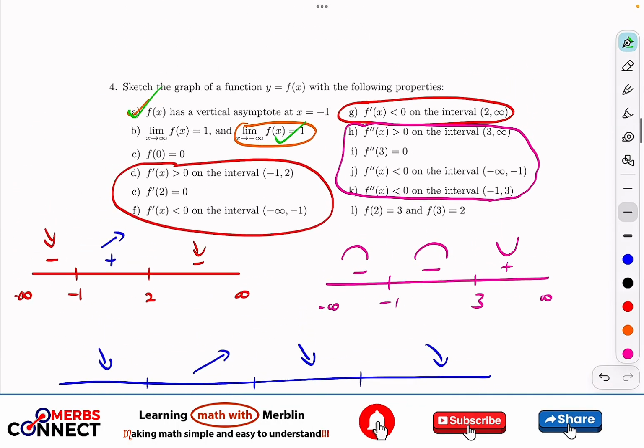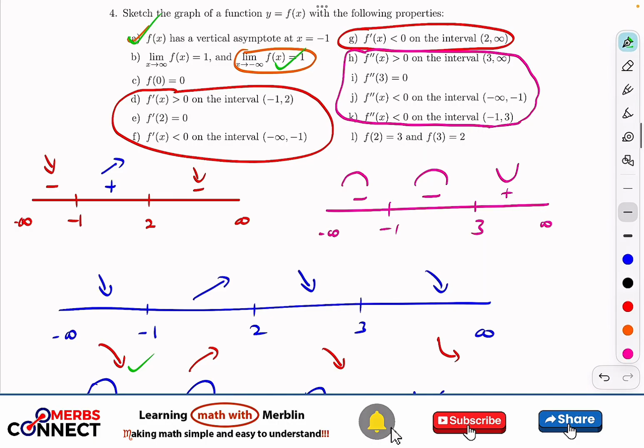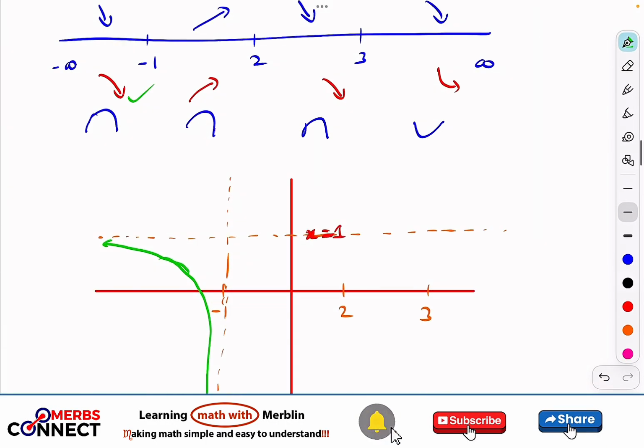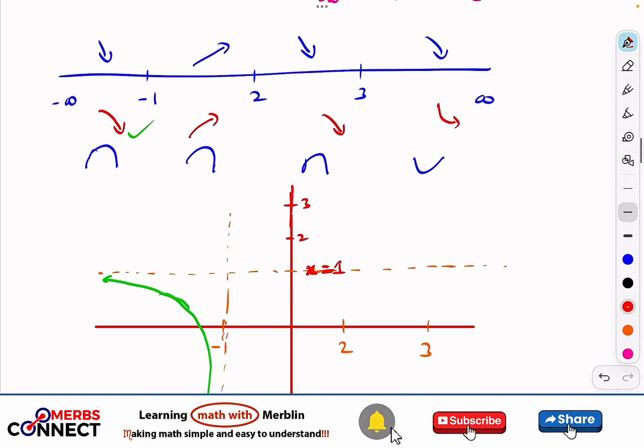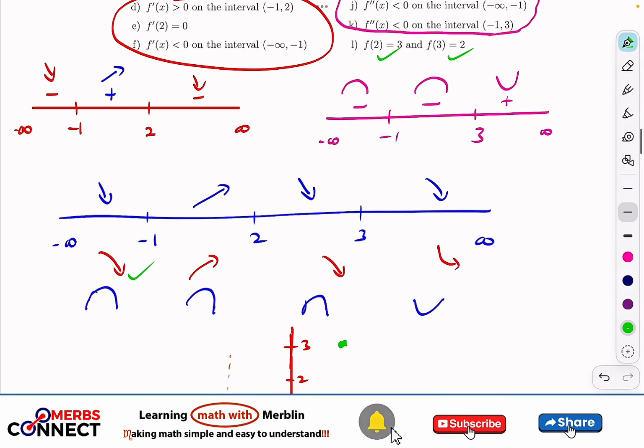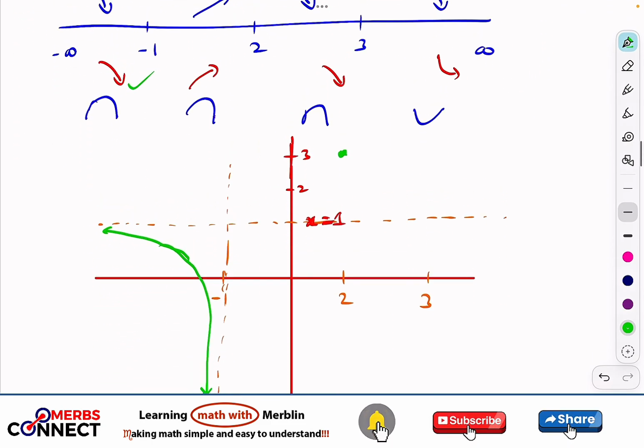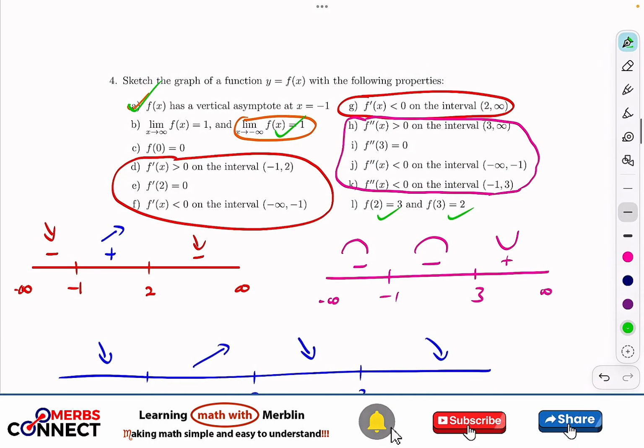Let me take this one. Now let's plot this and this. F of 2 is 3. So I have 2 here and I have 3 here. F of 2 is 3, so I'm going to have my 3 here. And then f of 3 is 2, and I'm going to have my 2 here. Nice. So we are also done with this. So let me take this one.